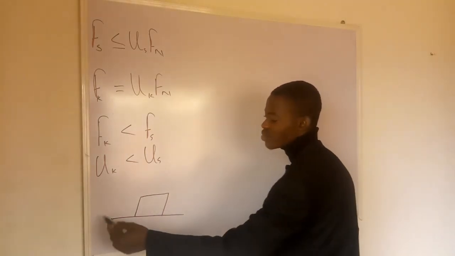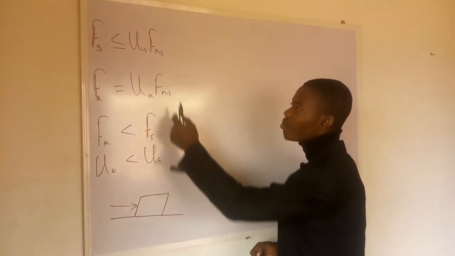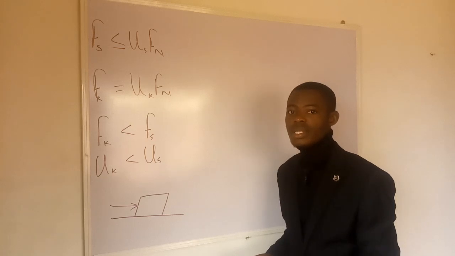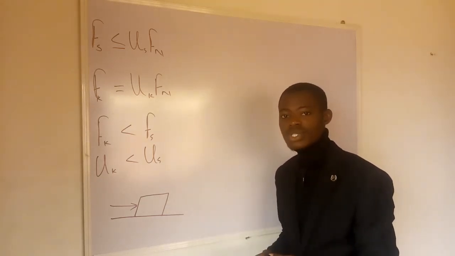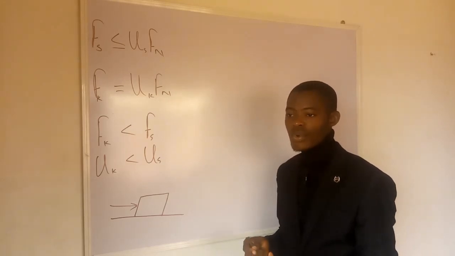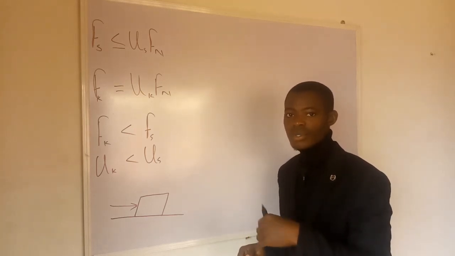So if an applied force is towards the left of the object, to determine the normal reaction force, this will be equal to the weight force of the object, because in terms of definition, the normal reaction force is the force exerted back by a surface on an object in contact with it.